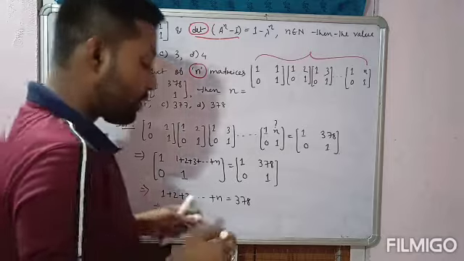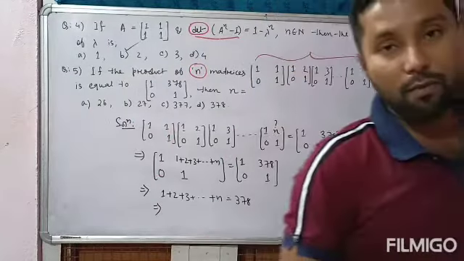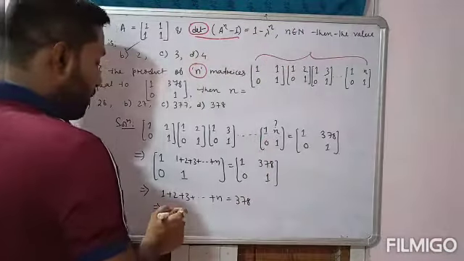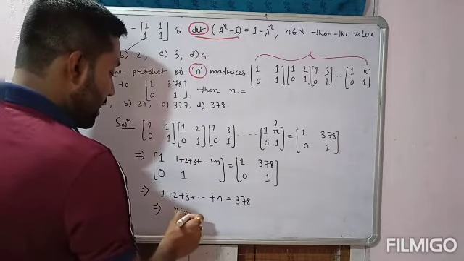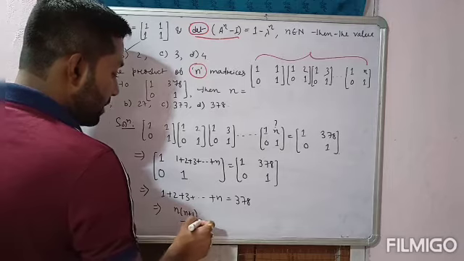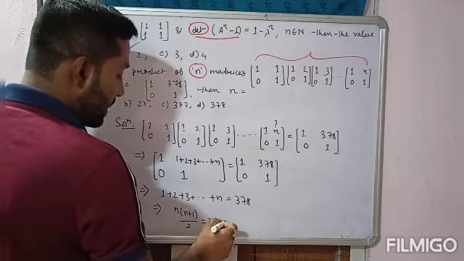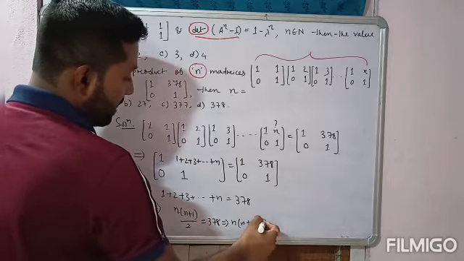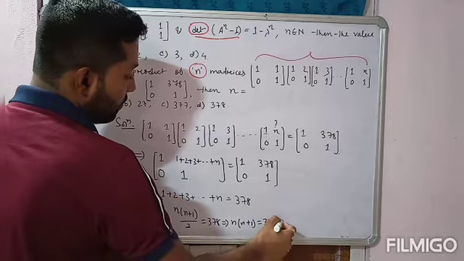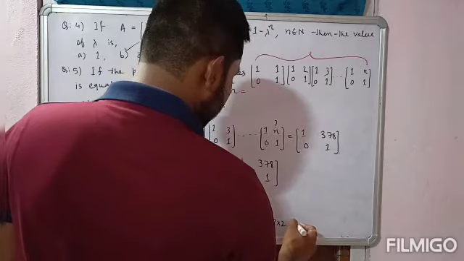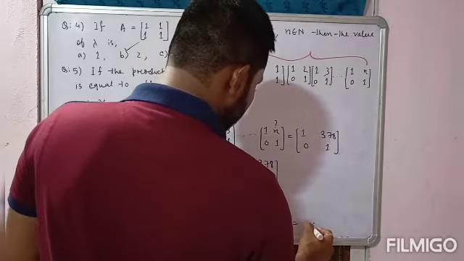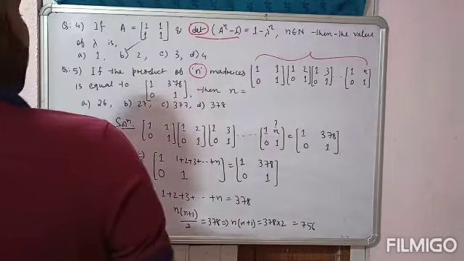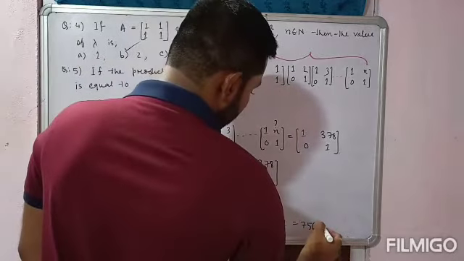Do you know the result of 1 plus 2 plus 3 plus dot dot dot n? It is the sum of first n natural numbers. We all know that the sum of first n natural numbers is n into n plus 1 by 2. So n into n plus 1 by 2 is equal to 378. That is n into n plus 1 is equal to 378 into 2. If I calculate this one, it is 756.